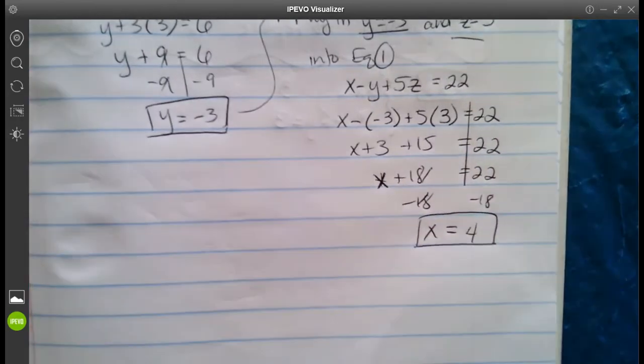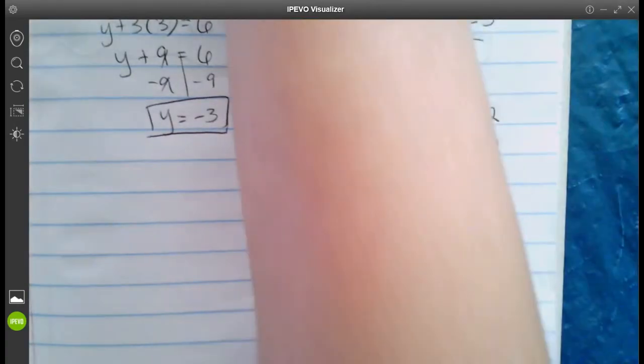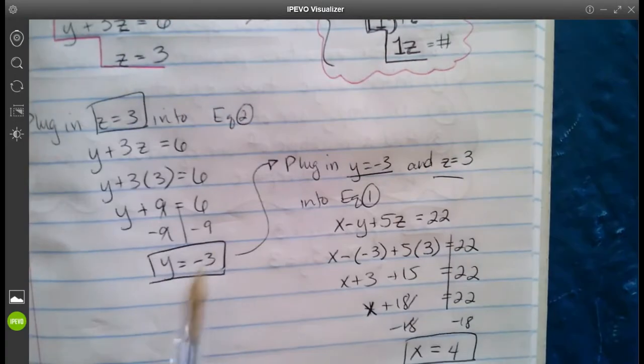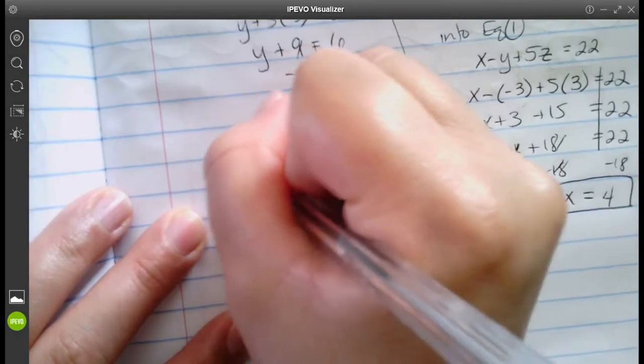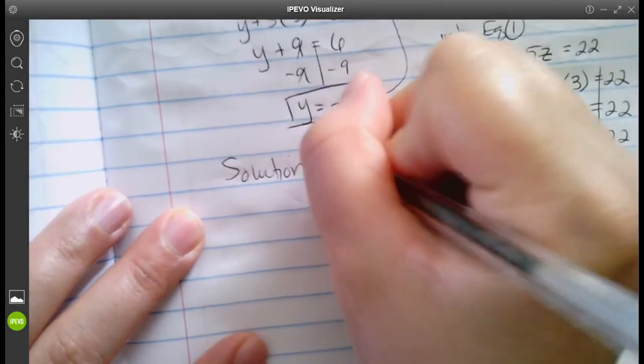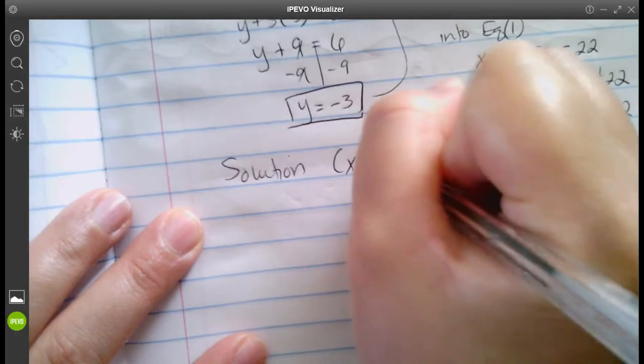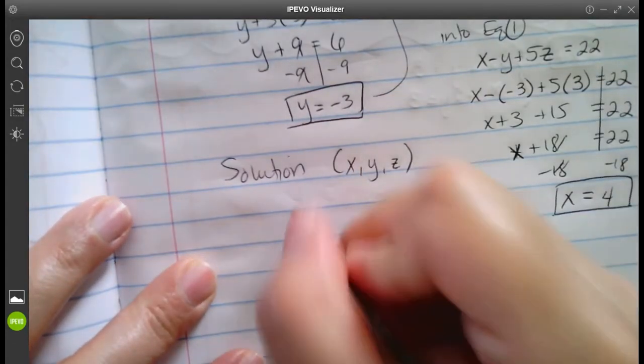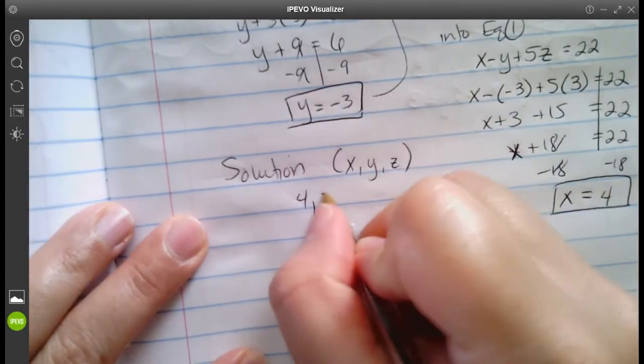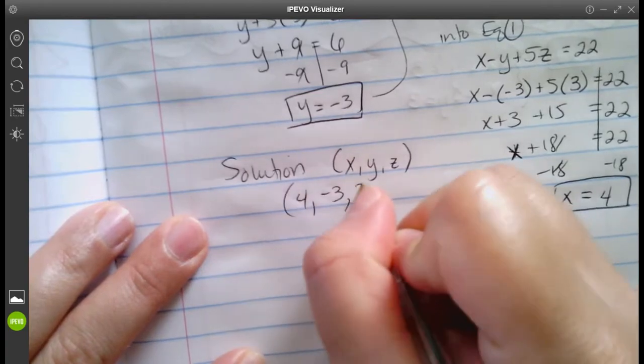Of course, you would want to check this. We're not going to check these because there are quite a few examples, so you're just going to have to take my word for it. If you catch a mistake, by all means, let me know. But basically, this is it. Once you have your 3 answers, you would write the solution like so. You want to put it in order x, y, z. So it would be 4, negative 3, 3.